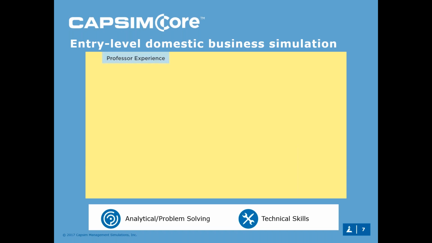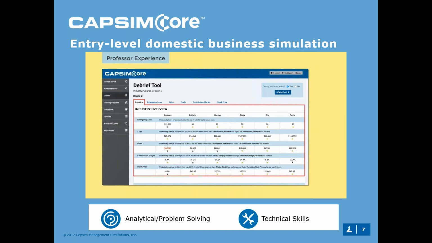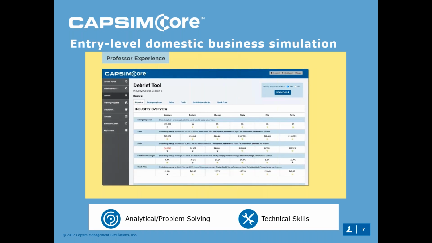Now, as an instructor, you're going to be able to break down the action with the help of Capsule Core's debrief tool. And what this is, it's basically an automated analysis of how all of your students performed for the current round. And it's going to provide you with custom discussion topics. And if your students are struggling with a particular metric, the debrief tool is going to provide you with the tips that you can share with them to help them turn their performance around.